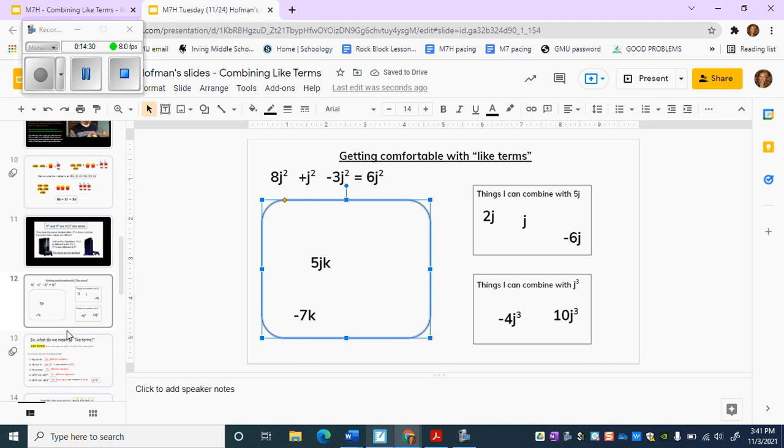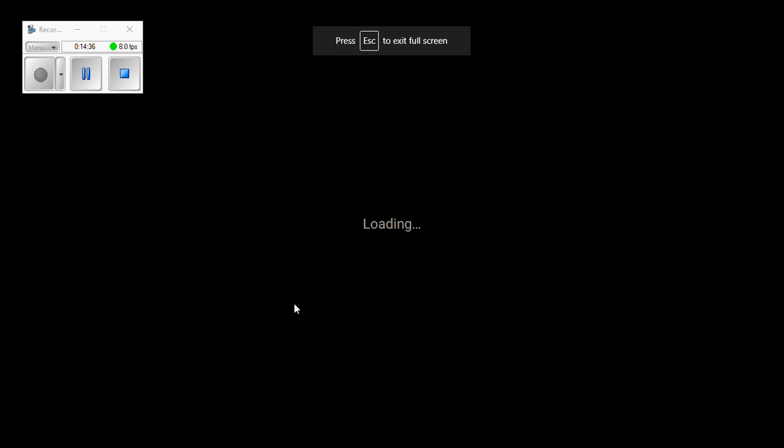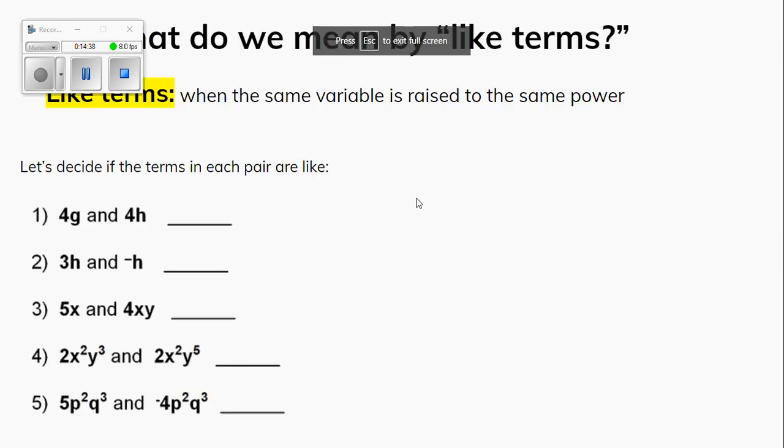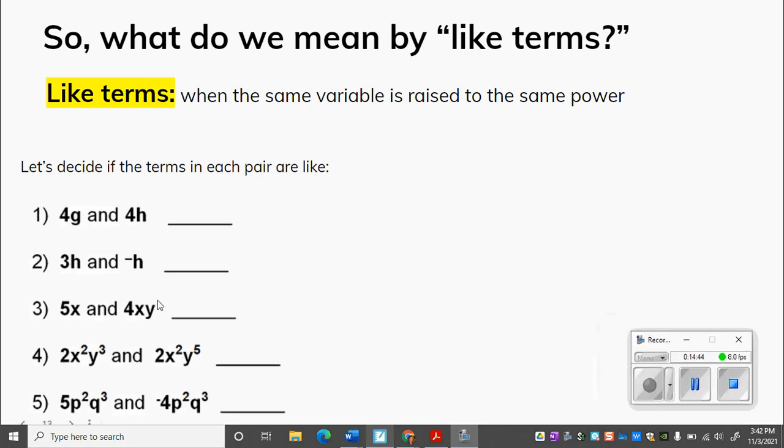All right, sweet. So now I'm actually going to go back into presentation mode. And let's go through these next ones. Again, we are in your notes. We are in the packet. So now let's go through and decide if the pair of terms that we have are alike or not.